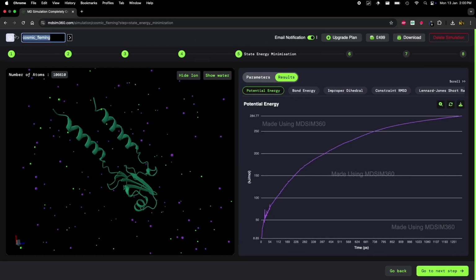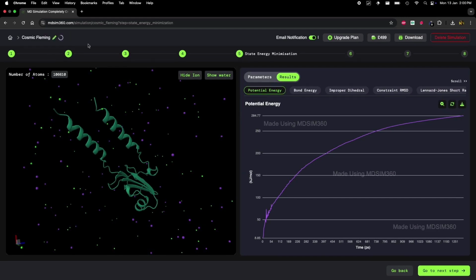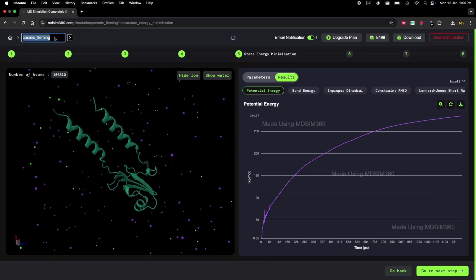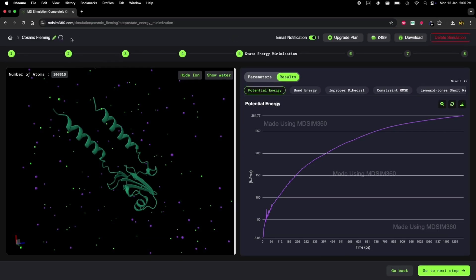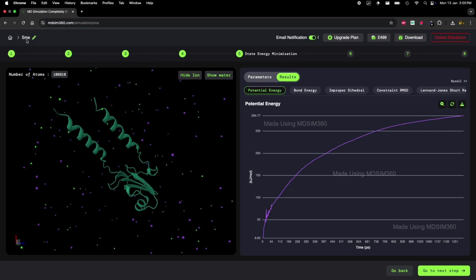Another useful feature I'd like to highlight is the email notification feature. What this feature does is provide progress and completion updates for the various simulation steps. While the state energy minimization step typically takes only 1-2 minutes to complete, other steps like NVT and NPT and the production run can take days to finish. The email notification feature will send you progress emails during the simulation, notifying you when a particular step has started or completed. This way, you'll stay updated throughout the entire process.